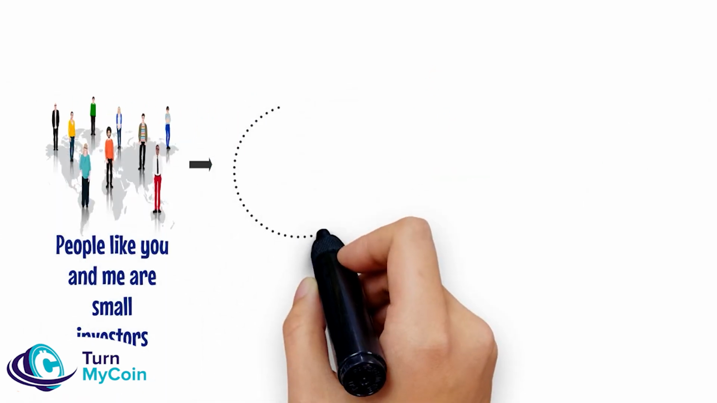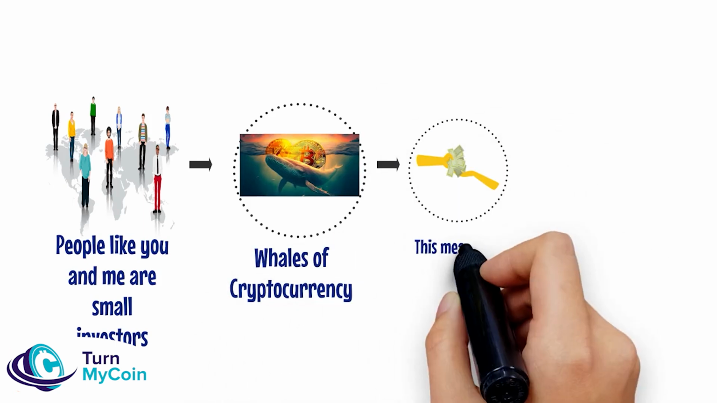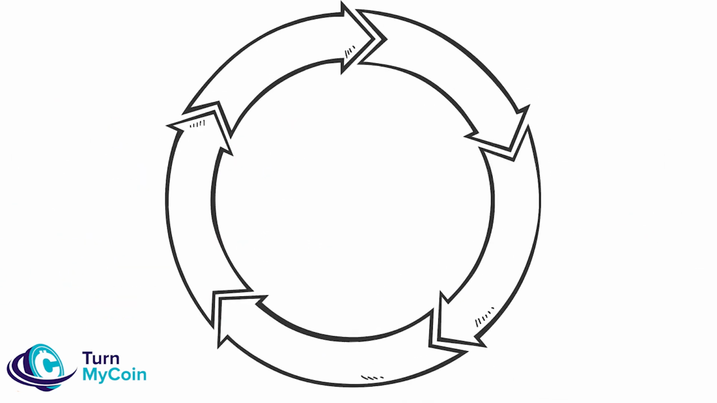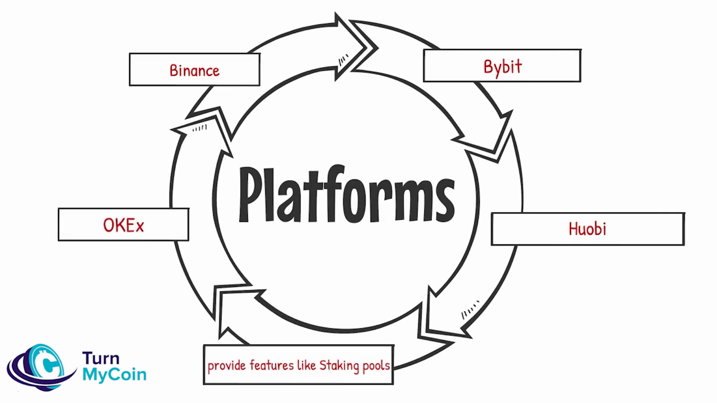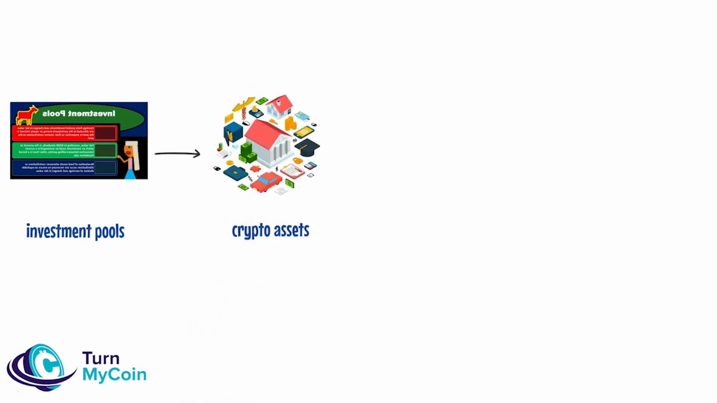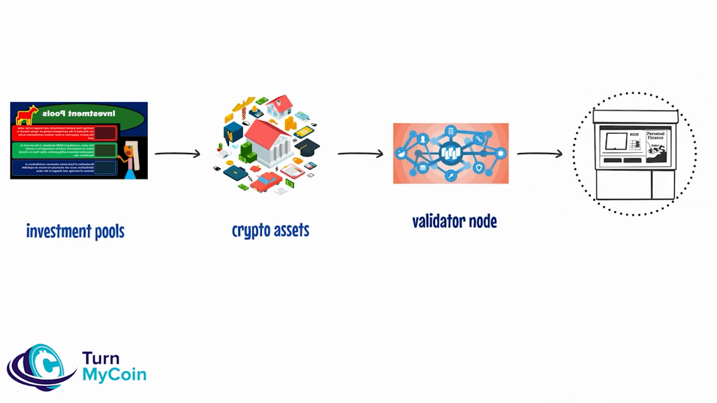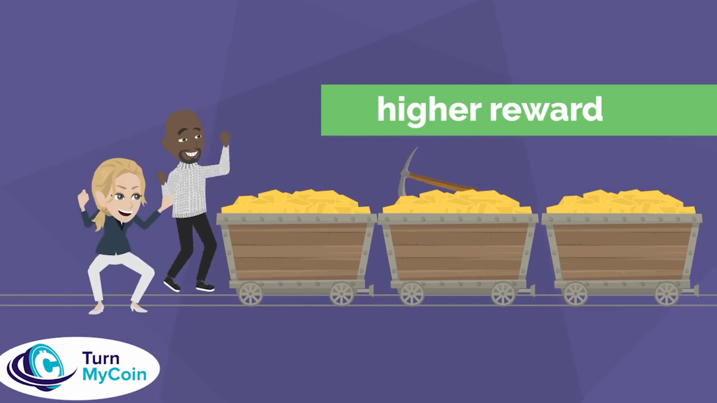People like you and me are small investors when compared to the whales of cryptocurrency. This means our capacity to invest in staked crypto assets is comparatively low, and quite obviously our chances of becoming the validator node are also low. Platforms like Binance, Bybit, OKX, Huobi etc. provide features like staking pools. As the name suggests, these are investment pools, where investors like us can pool our crypto assets with other investors. The chances of the pool becoming a validator node are really high because exchanges have access to a large user base. You would get a higher reward if you stake your crypto assets in such pools.